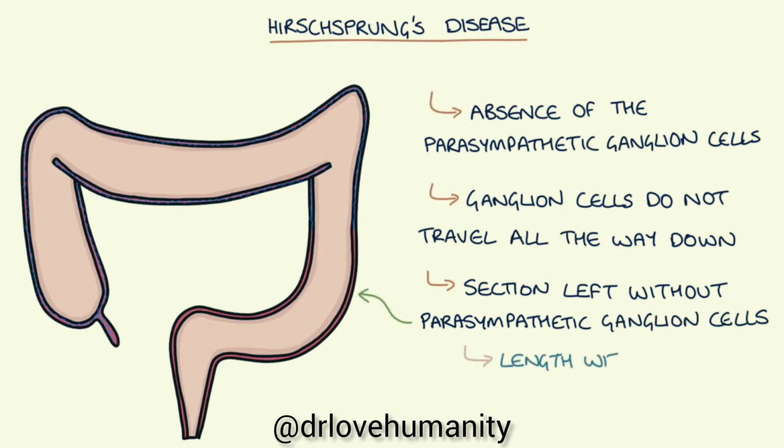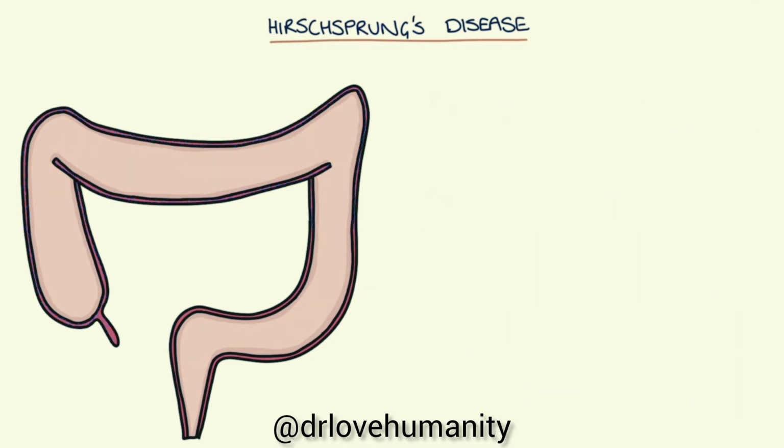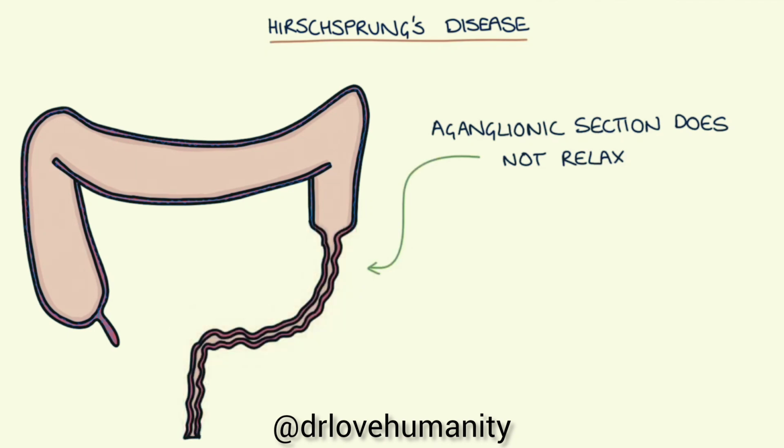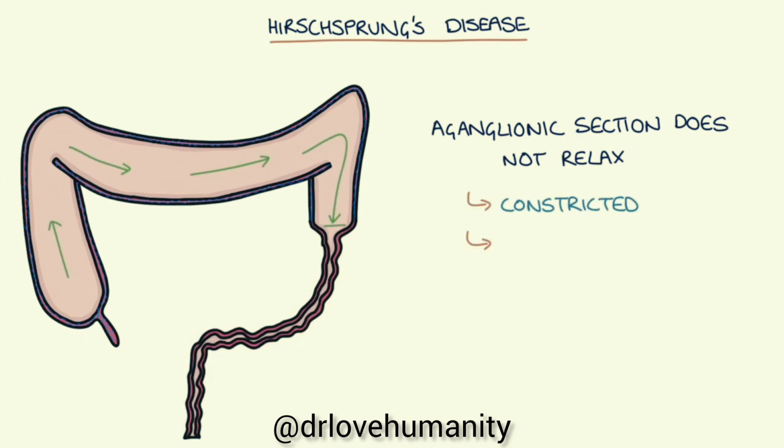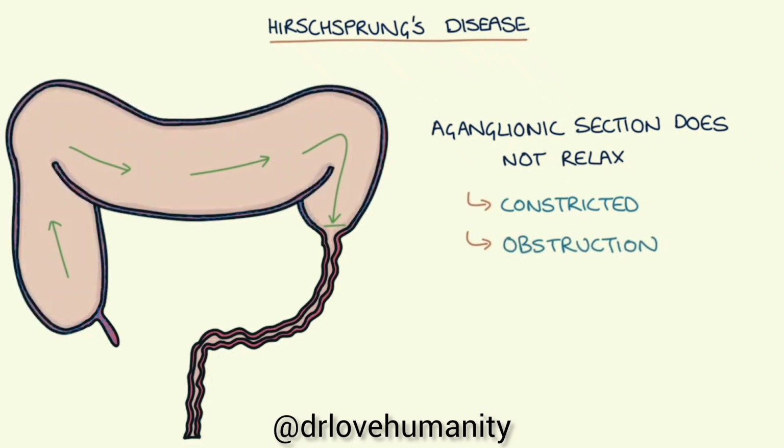The length of the colon without innervation varies between patients from a small area to the entire colon. When the entire colon is affected, this is called total colonic aganglionosis. The aganglionic section of the colon does not relax, causing it to become constricted, and this leads to a loss of movement of feces and obstruction in the bowel. Proximal to the obstruction, the bowel becomes distended and full.